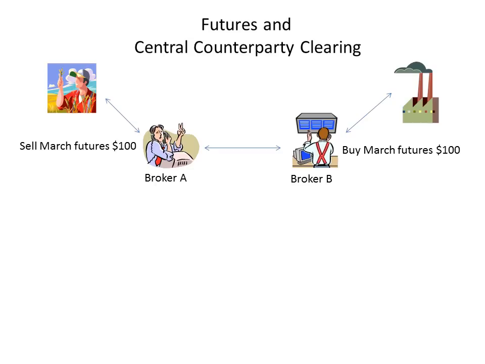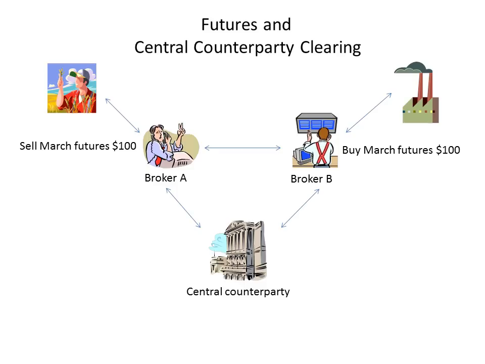So we can see here that the farmer contacts broker A to give an order to sell March futures, and the manufacturer gives an order to buy March futures to their broker called broker B. Let's assume that these brokers work for big banks. The two brokers then will go on to the futures exchange, whether it's open outcry or electronic, and execute the trade on behalf of the respective clients.